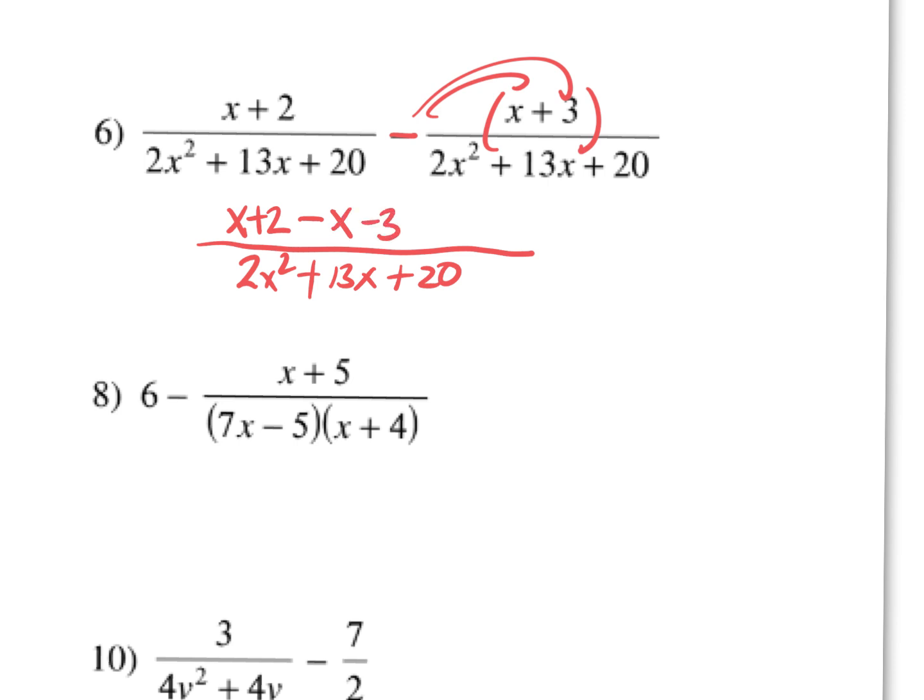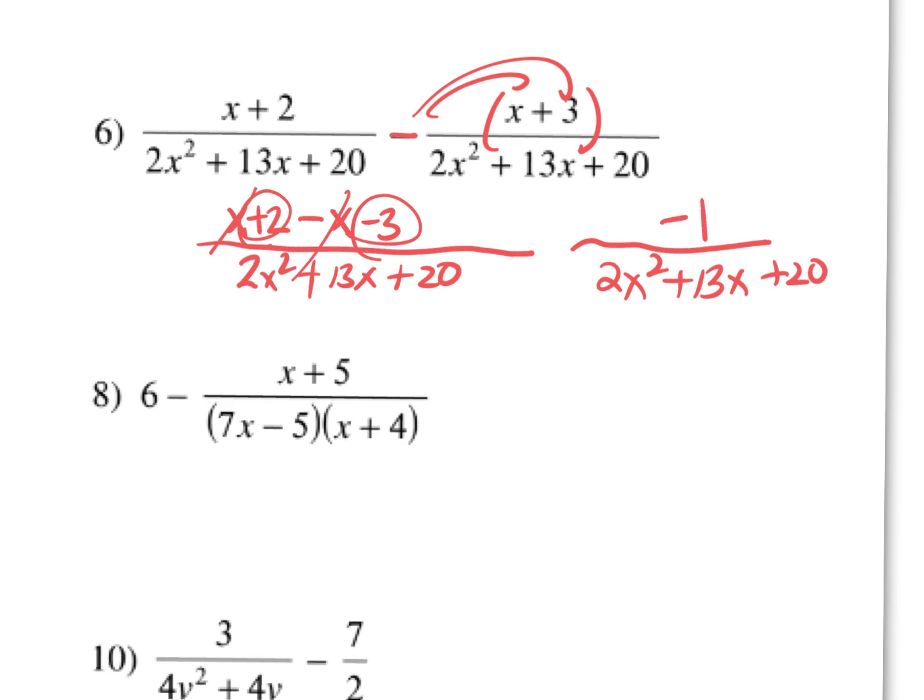And then as we go to combine our like terms here, the denominator is going to stay the same as 2x squared plus 13x plus 20. And then our numerator, we're actually going to have the x and negative x cancel out. And then the positive 2 minus 3 is going to be a negative 1.